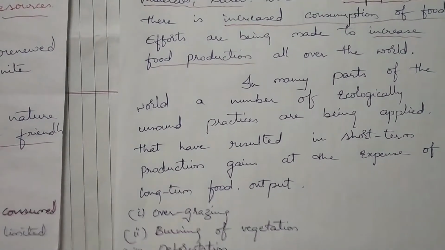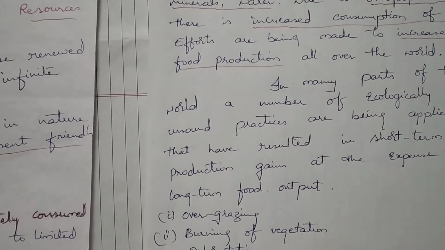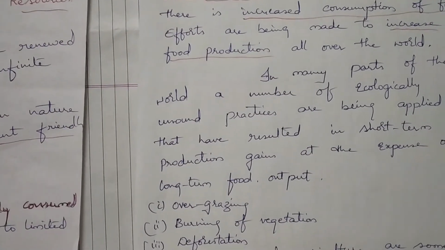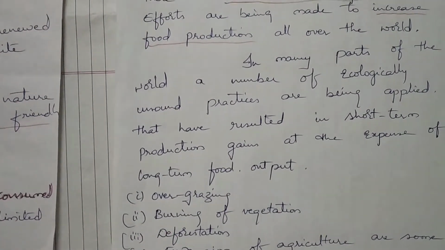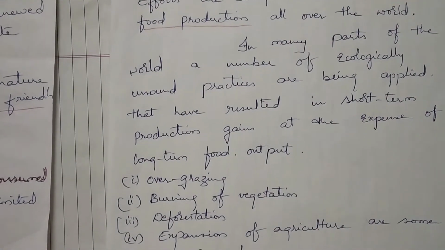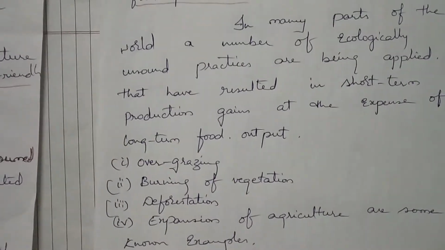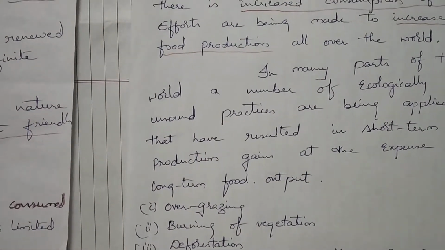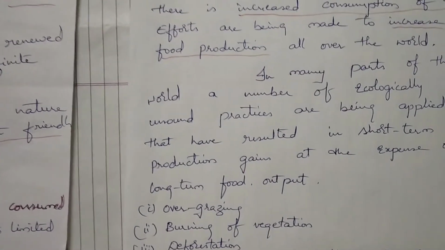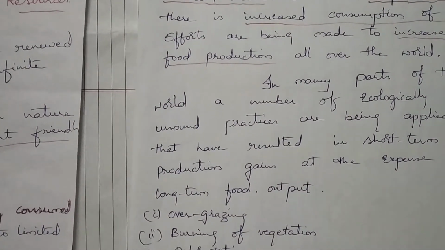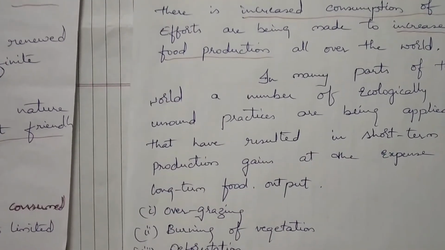And one more thing: overgrazing and burning of vegetation, deforestation, and expansion of agriculture are some of the examples where we see adverse effects on the environment because of short-term production.